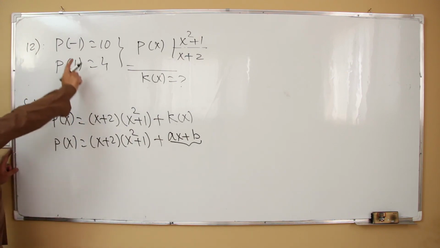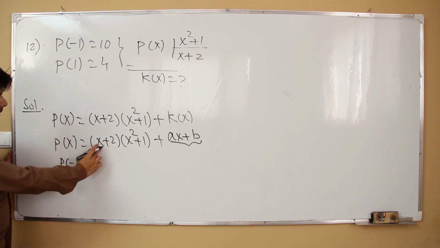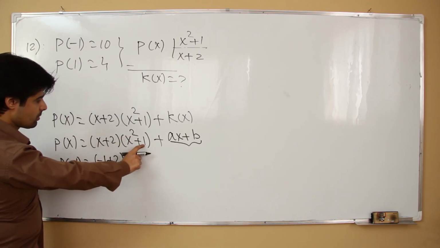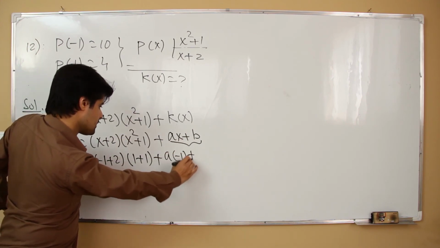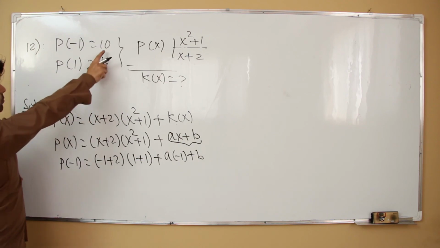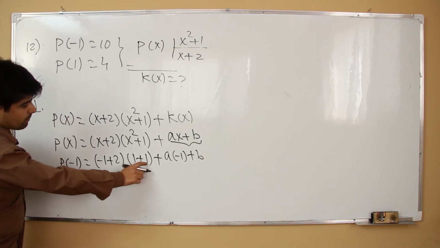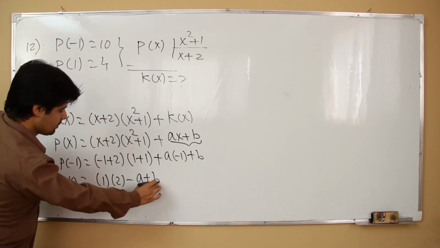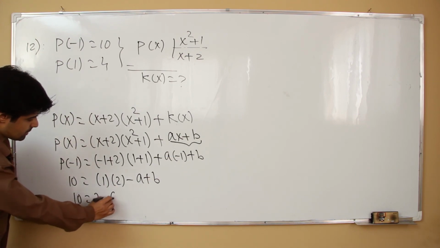If you find a and b, then you are able to find the kx. I mean, instead of x, you have to put minus 1. So it would be P of minus 1 is equal minus 1 plus 2, times minus 1 squared, it's 1, 1 plus 1, plus a times minus 1 plus b. Now, instead of P of minus 1, it is 10. And 2 plus minus 1, it's 1. 1 plus 1, it's 2. Plus with this minus, it's minus a plus b. So 1 times 2, it's 2. 10 is equal to 2 minus a plus b.